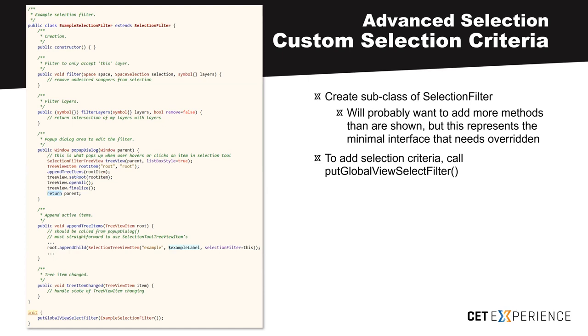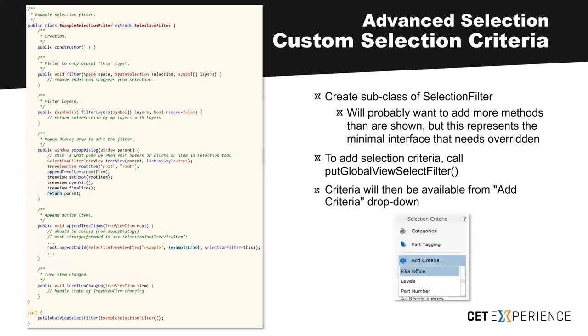You can see I put that in at the very bottom of that code snippet in the init block. You're going to call that put global view select filter, pass in an instance of the class. And once you have done that, it will be available in that add criteria dropdown at the bottom of the selection criteria, and the user can go in there, find your custom criteria, add it to their selection tool, and start using it.